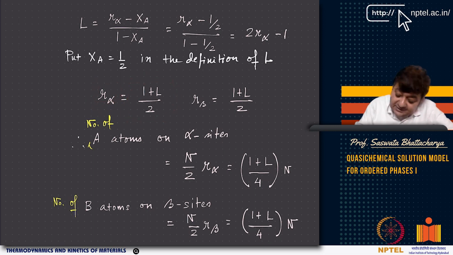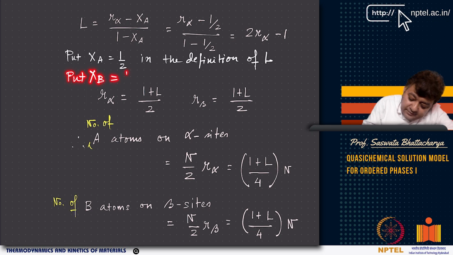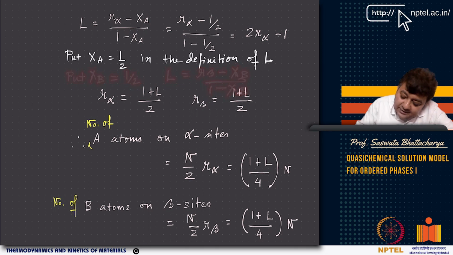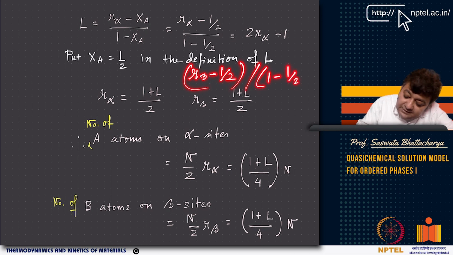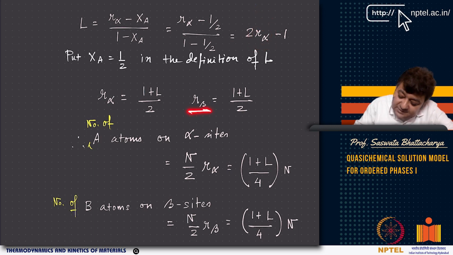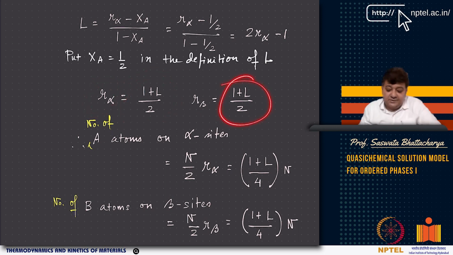R beta similarly, again you can do the same, so basically put XB equal to half in the equation L equals to R beta minus XB by 1 minus XB. If you do that, you have XB equals to half, so R beta minus half by 1 minus half. So basically you have the same result, only R alpha will be substituted by R beta, right? So R beta becomes then 1 plus L by 2. So R alpha in this case is 1 plus L by 2, R beta is also 1 plus L by 2, right?